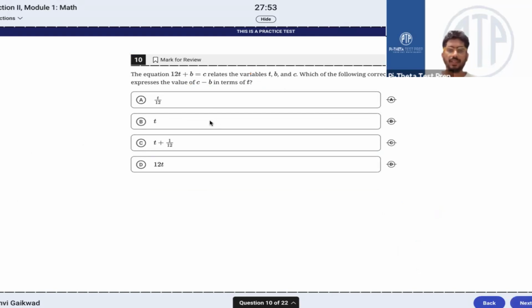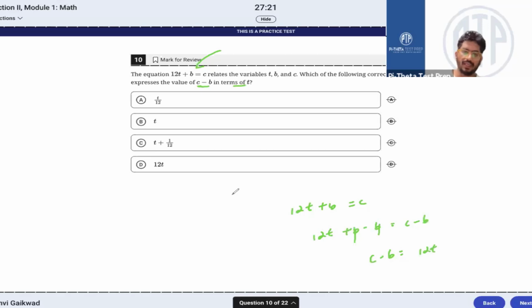What they're telling you: the equation 12t plus b is equal to c relates the variables t, b, and c. Which of the following correctly expresses the value c minus b in terms of t? So c minus b in terms of t. If I write 12t plus b equal to c, and they're talking about c minus b, right? So what I can do here is subtract b on both sides. That is b minus b is equal to c minus b. So b gets cancelled. I can say c minus b is nothing but 12t. 12t is our option number D here.